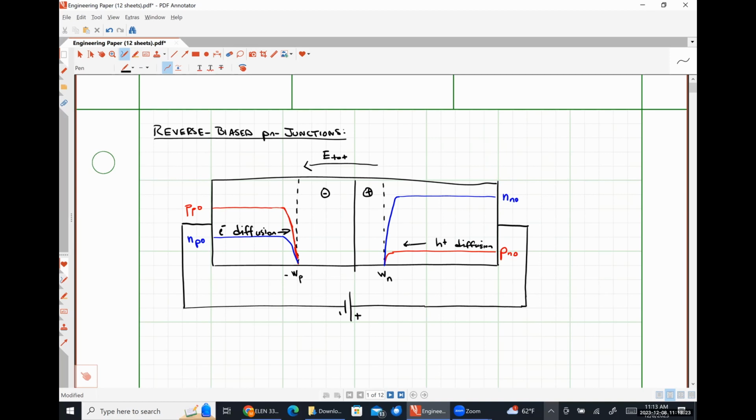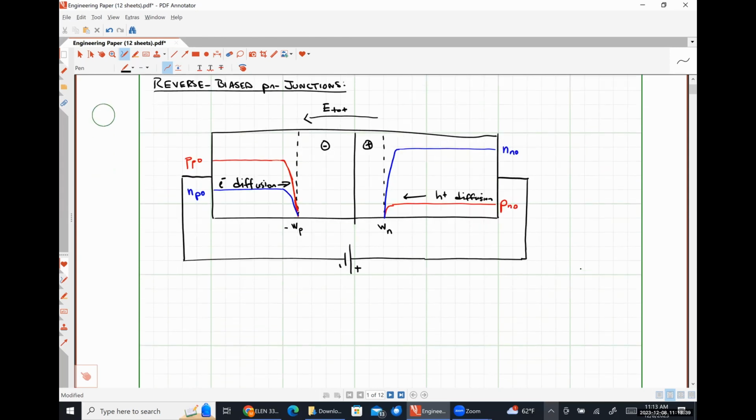Mathematically, it's literally the exact same situation that we had previously. In fact, we're going to use the exact same equation because it's fundamentally the same process. We're just now looking at what's going on with the minority carriers. So our current density relationship, J_D total, is literally going to be the exact same equation.